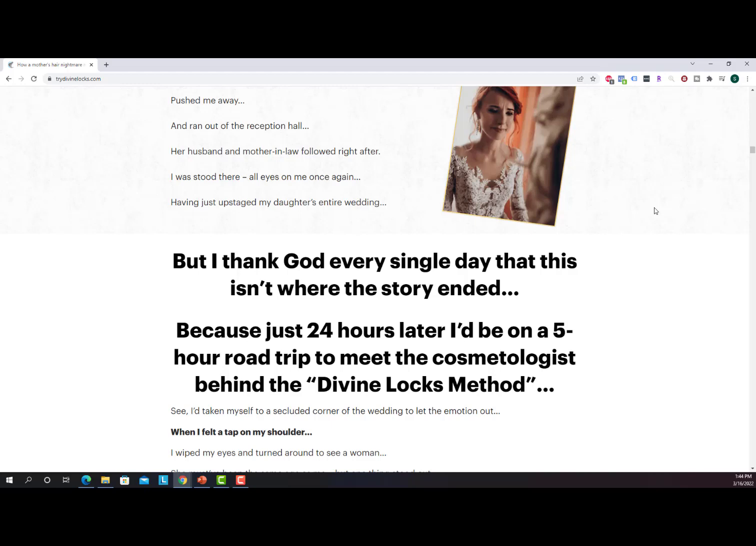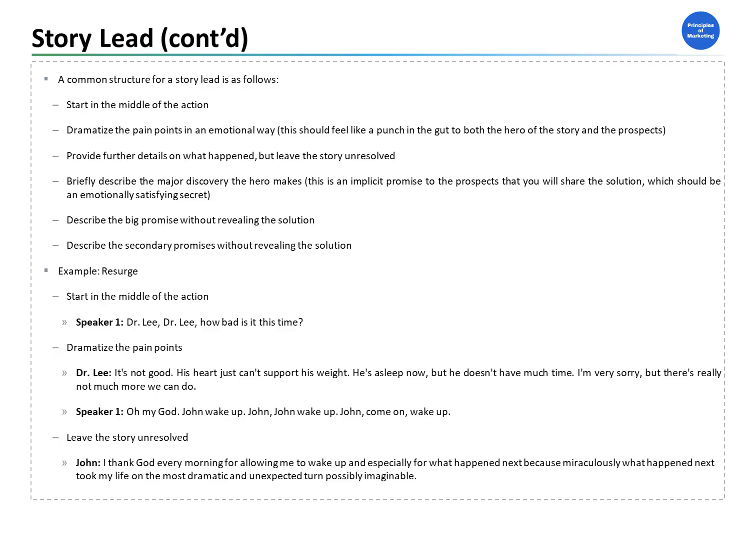Now, let's go back and look at another very definitive structure for a story lead. I think this is going to be a game plan for all of you to follow when you start writing your own story leads. So let's check it out. Another structure for a story lead is as follows. You start in the middle of the action for the story. Then you agitate the pain points in an emotional way.